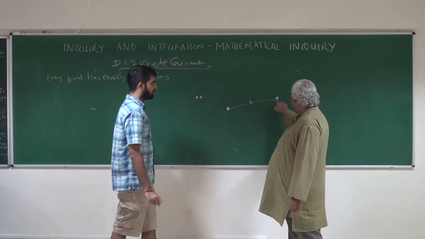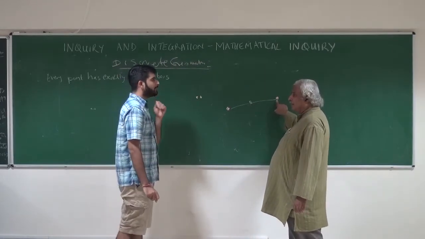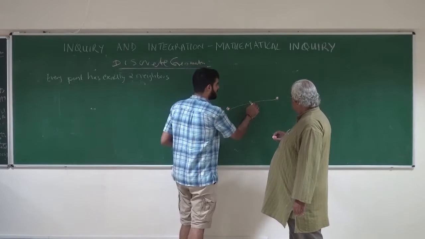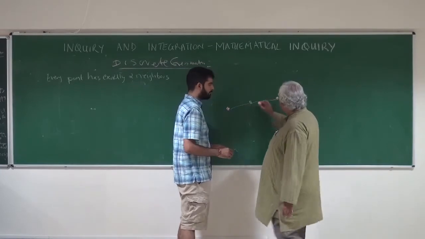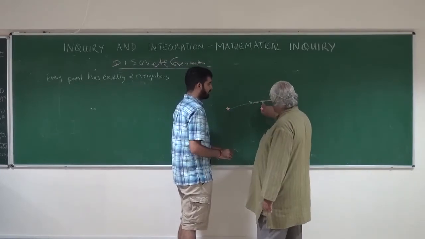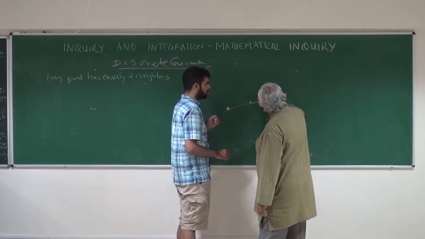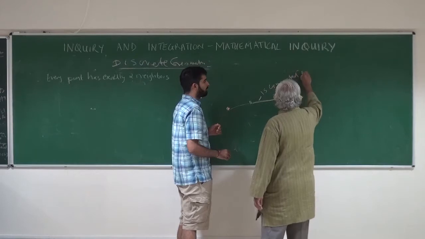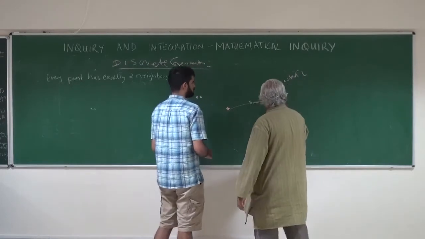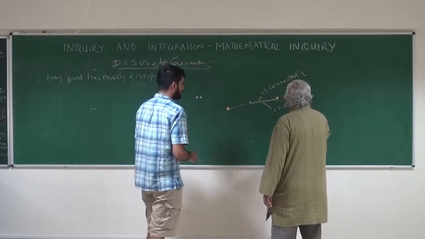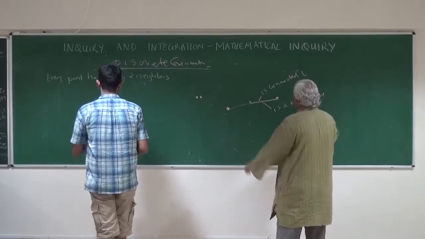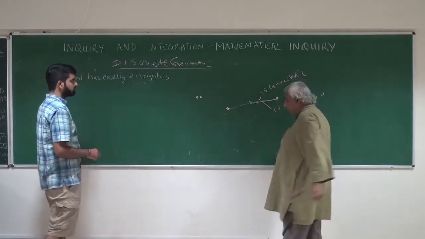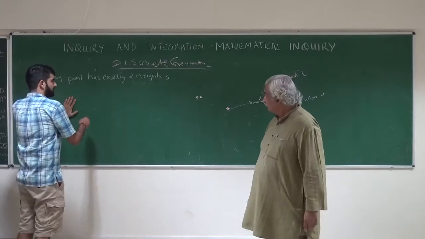But is this a line? No, not a line, but they can be connected. This means "is connected to," or this means "is a neighbor of." So that's what this is: a relation. Okay. So every point has exactly two neighbors.